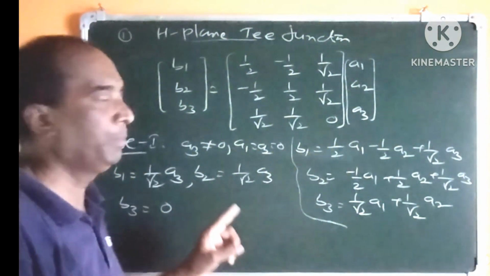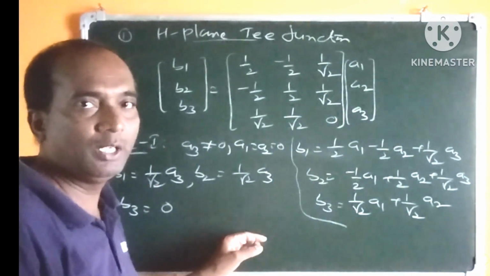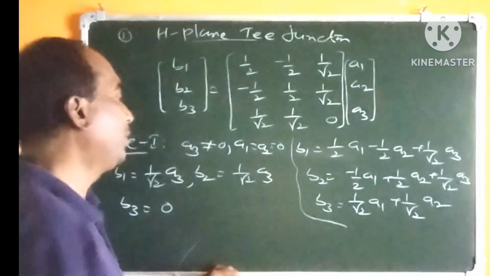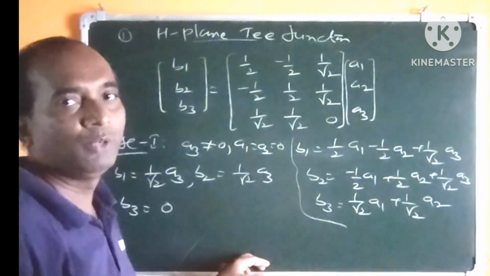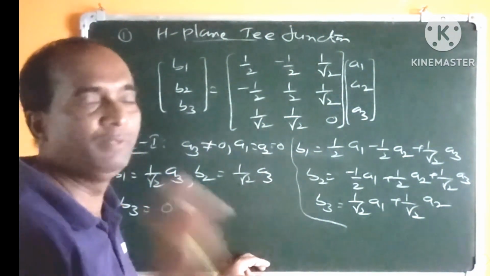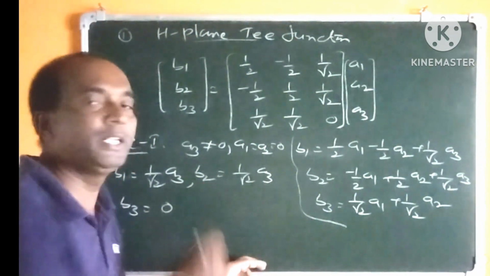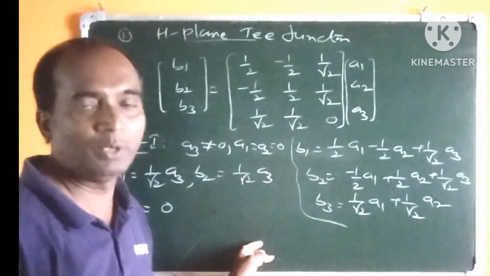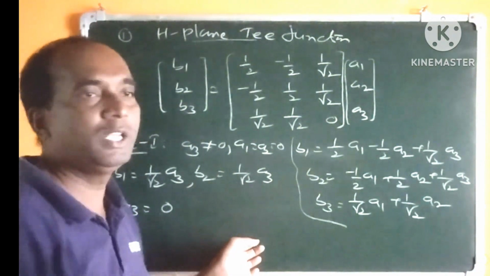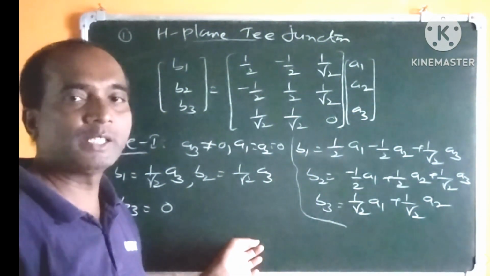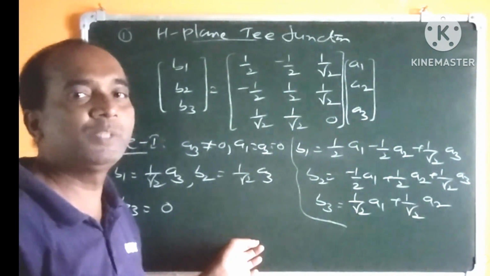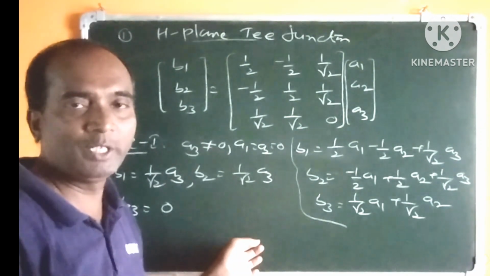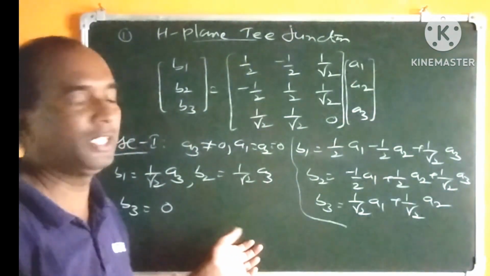You have to remember, when the power is given at port 3, it equally splits, equally divides between port 1 and port 2 with the same magnitude and in phase. Hence this H-plane T junction is also called a splitter. Why is it called a 3 dB splitter? We can see it now.